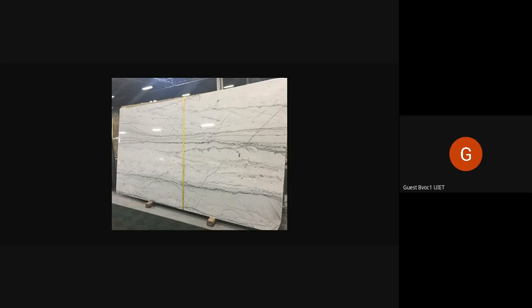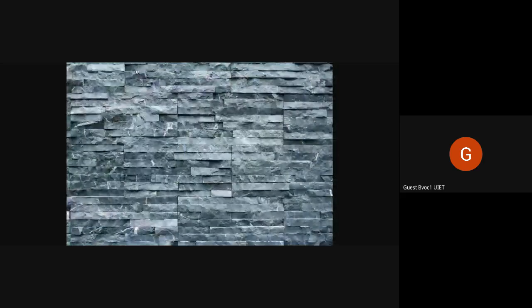So it has inherent layers in it, which makes it easy to split into slabs, and it is non-absorbent, which is why it is very commonly used in damp proofing courses. This is what slate looks like, and it is used in damp proofing courses and roofing work because it is non-absorbent, and it is found most commonly in UP, MP, Bihar, Chennai, Rajasthan, and Mysore.